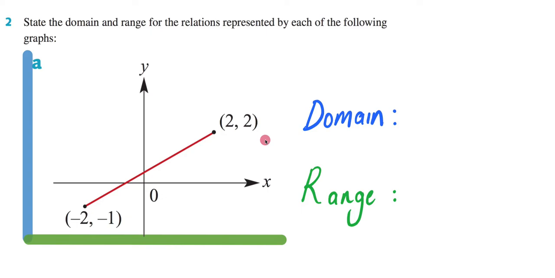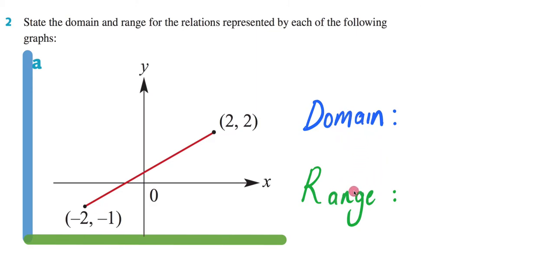So we're doing exercise 5b, and in this video I'm going to be answering question 2a, which reads, state the domain and range for the relations represented by each of the following graphs. So here is my graph, and I need to figure out my domain and my range.